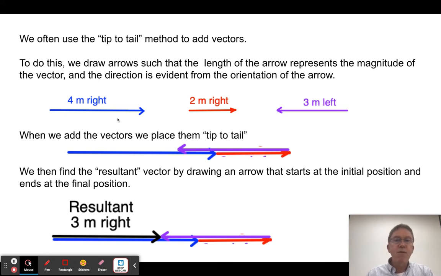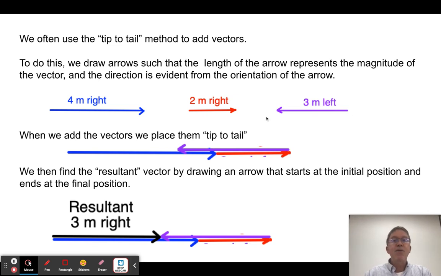So here I have 4 meters to the right. 2 meters to the right would be an arrow that's still pointing to the right, but only half as long. 3 meters to the left would be a little bit shorter than this one, but it'd be pointing in the opposite direction.